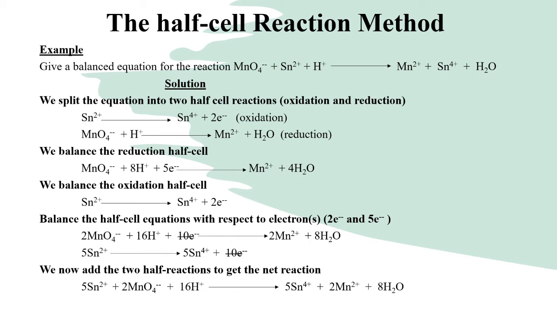From there, we move to our oxidation reaction. See that we have one thing, so they are balanced. Now we balance the half-cell equation with respect to what? Electron. We now add the two half reactions together to get the net what? Reaction.